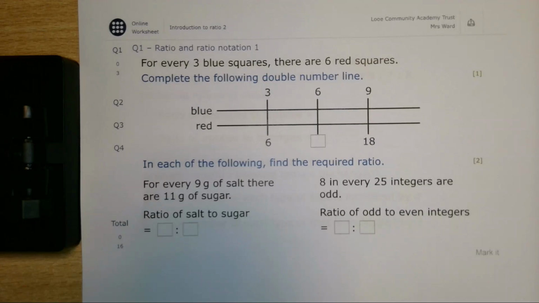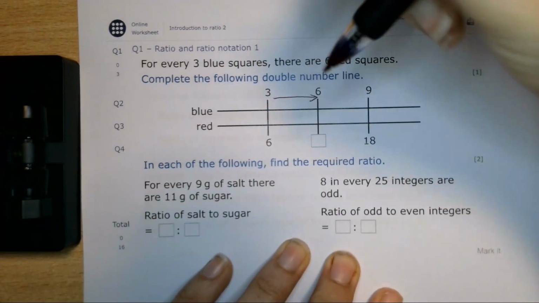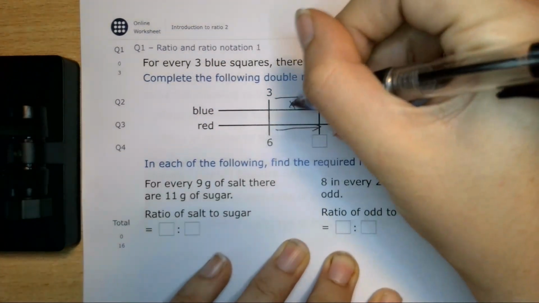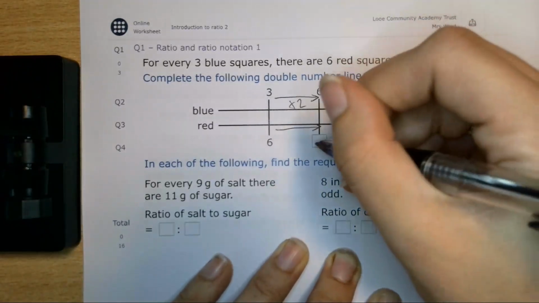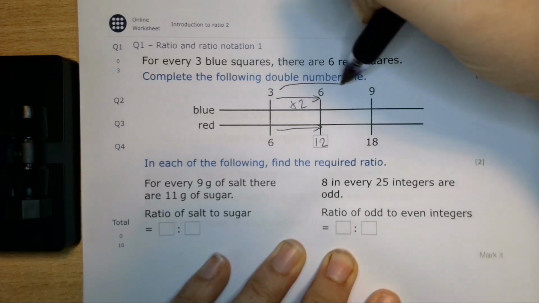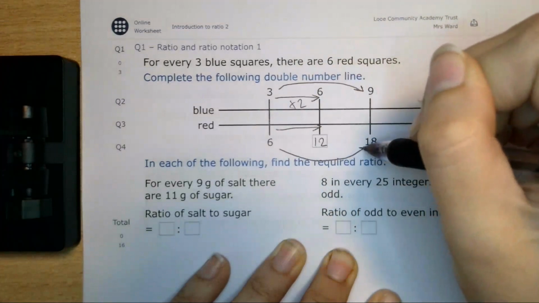For every 3 blue squares, there are 6 red squares. Complete the following double number line. So the idea is, to get from here to here, we're doubling. To get from here to here, we also need to double. So if we do it on the top, we must do it on the bottom. 6 doubled makes 12, so that would be there. You can see here that 3 to 9 is tripling, and 6 to 18 is also tripling.